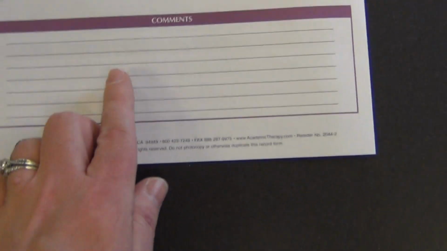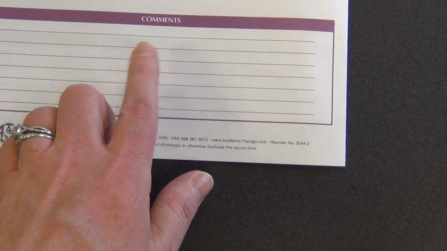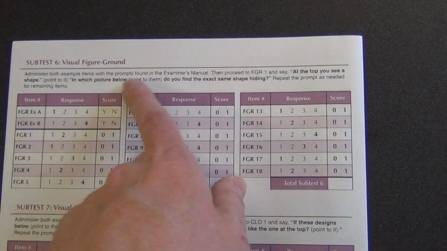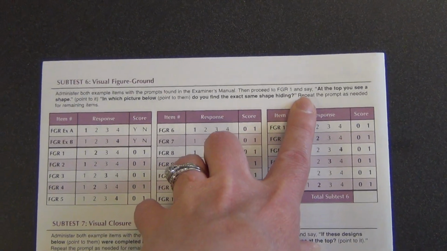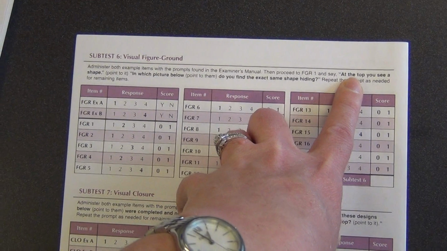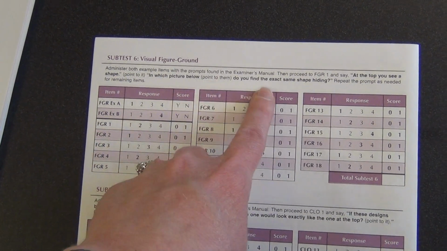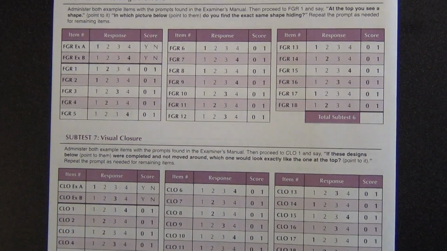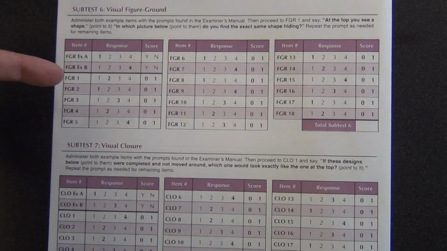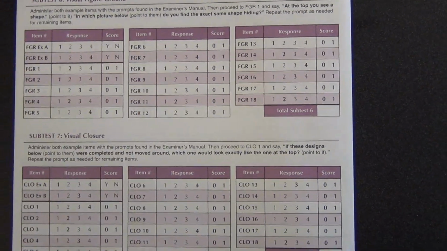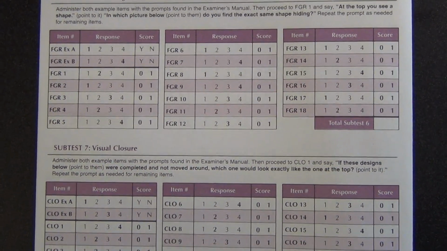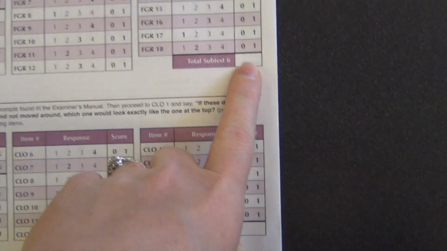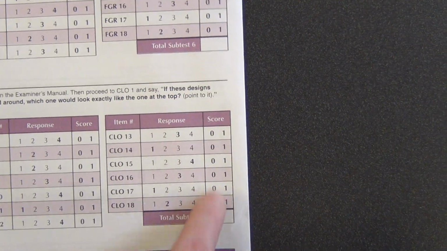You can see here that there's a place to put any comments that you have. And for each of the subtests, there are specific instructions that you say. So for visual figure ground, you'll say, "At the top you see a shape. In which picture below do you find the exact same shape hiding?" And you give the prompt once, but you can give it again if needed throughout the assessment. You give the 2 practice ones and then administer the actual test items that you score according to the information I just gave. You will add up the total score for each subtest separately.